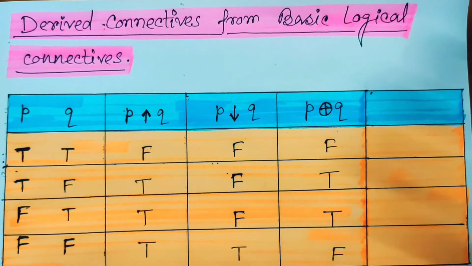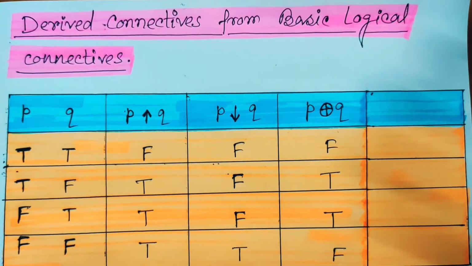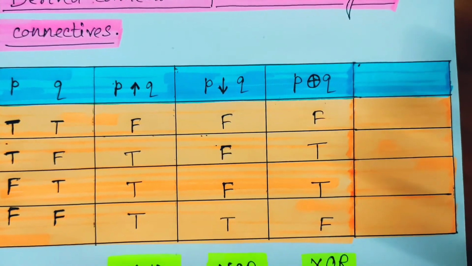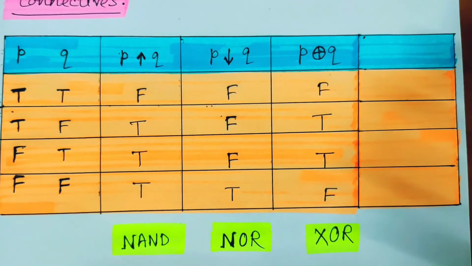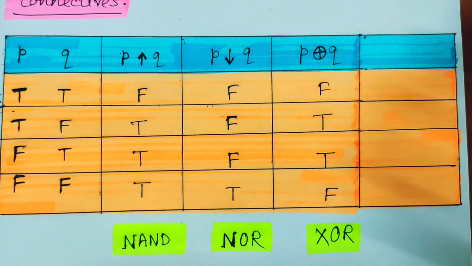Now, on the basis of these known connectives, and, or, and not, where and means conjunction, or means disjunction, and not means negation, we can derive some other connectives. So we can say the basic logical connectives can derive some new connectives. I am just first giving you the notation, and after that I am going to explain those. Initially we have supposed these two propositions.